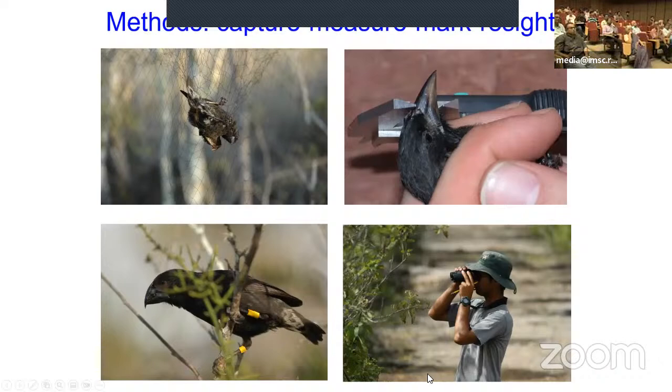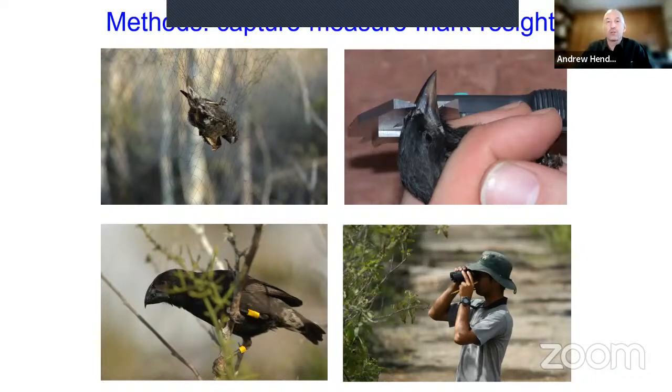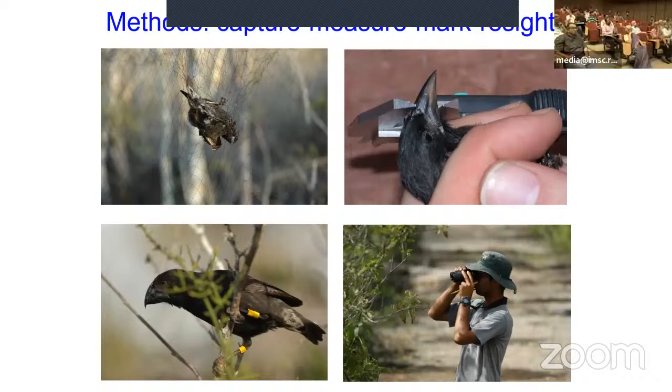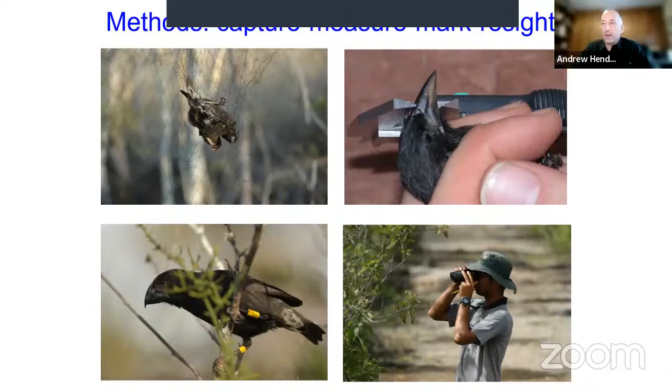And then you spend the next two decades walking around, finding out who's living and who's dying based on the birds you've measured every single year. Also, more recently, blood samples are taken for genomic analysis.